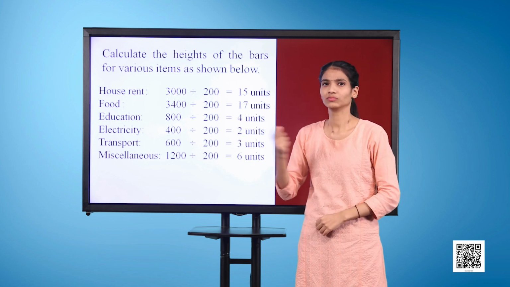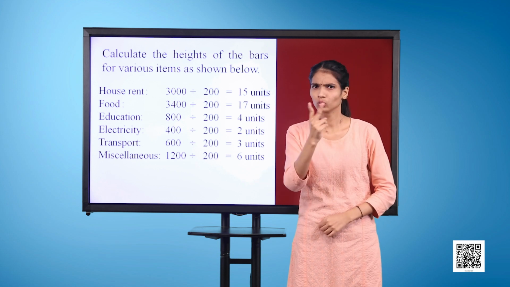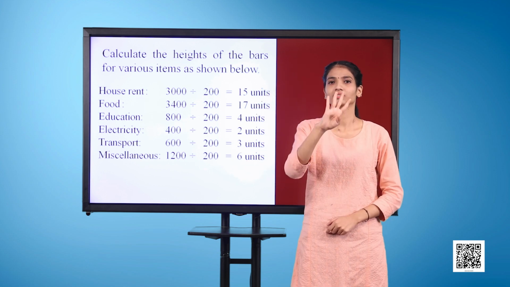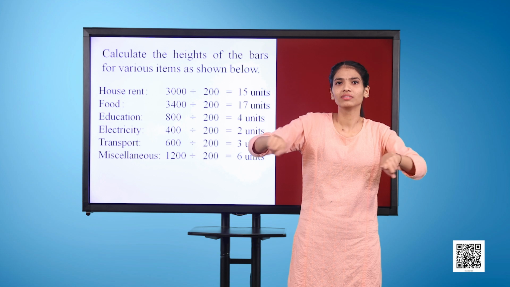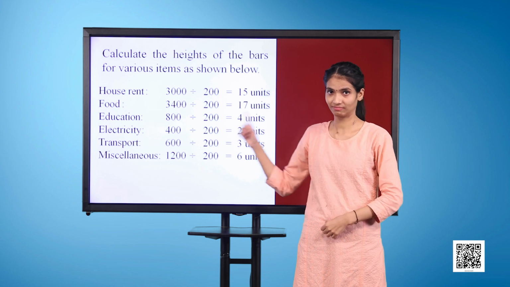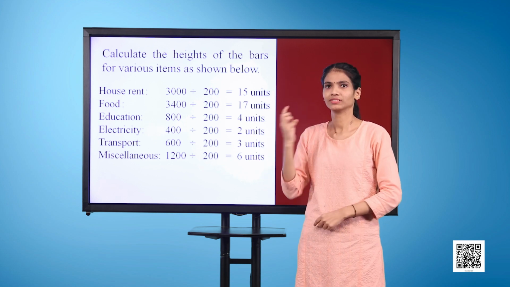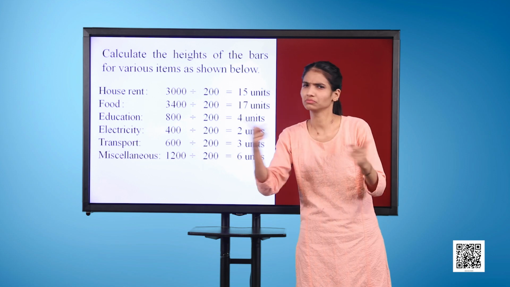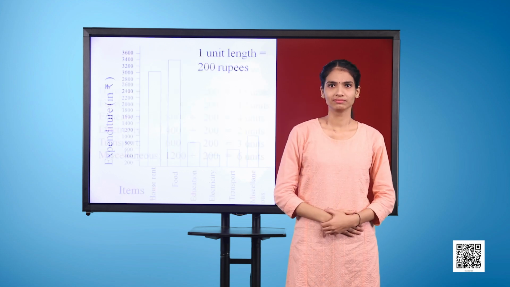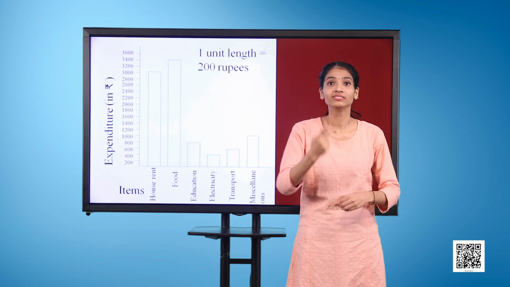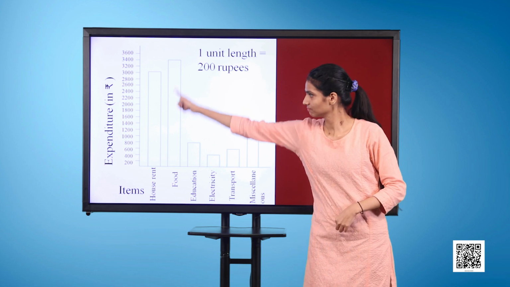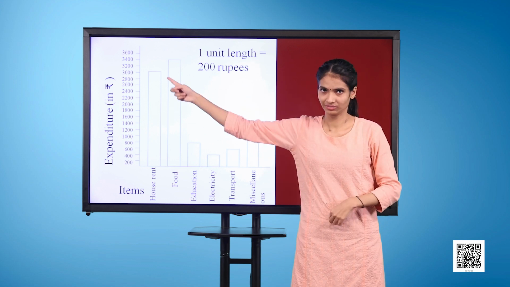Education 800 divided by 200 is equal to 4 units. Electricity 400 divided by 200 is equal to 2 units. Transport 600 divided by 200 is equal to 3 units. Miscellaneous 1,200 divided by 200 is equal to 6 units. Then we have the bar diagram of the items versus the expenditure in rupees. 1 unit length represents 200 rupees.